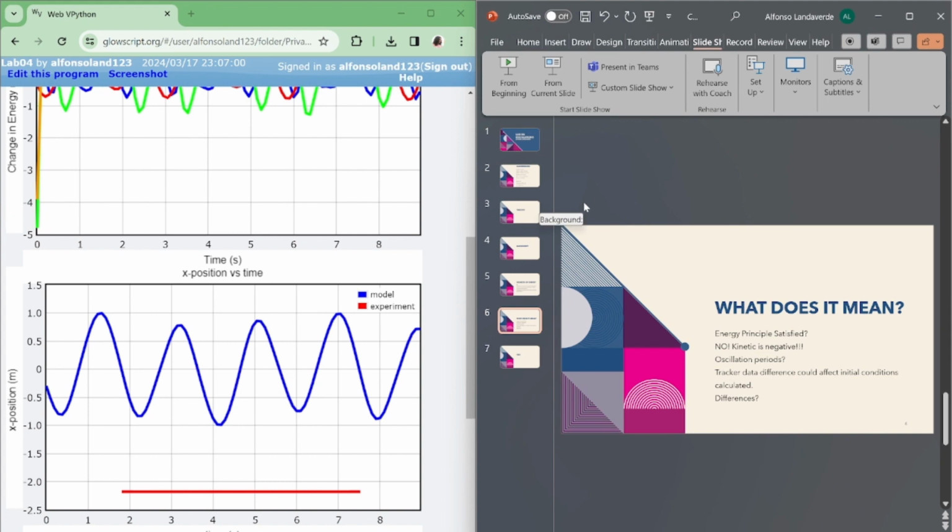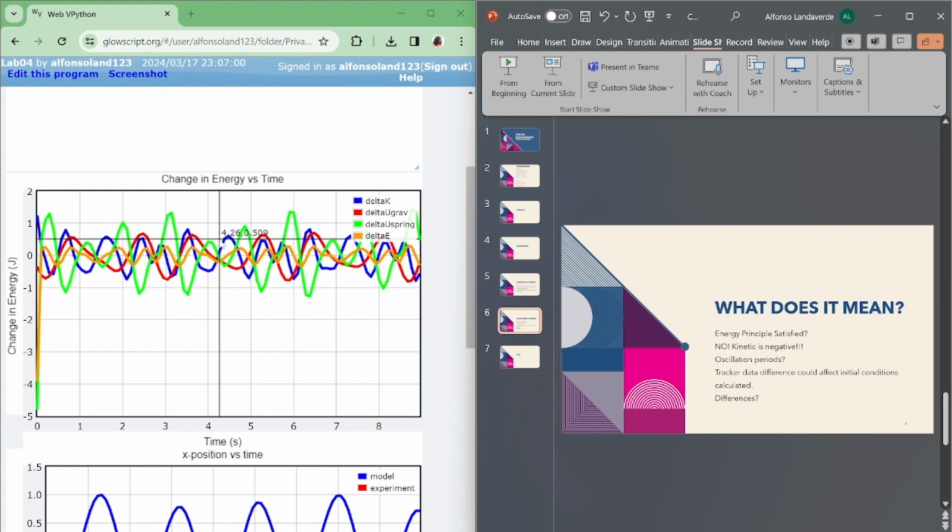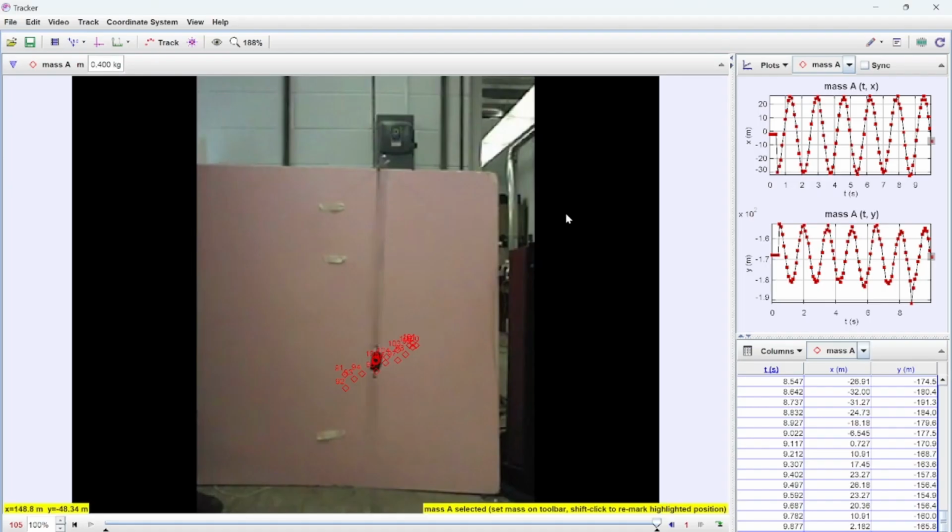We have some questions. Was the energy principle satisfied? No, because if you look up here, kinetic energy can never be negative. And if we follow the blue line, it becomes negative every other little mini wave, every trough. So that means as far as conservation of energy, or if the energy principles are upheld, they are not upheld.